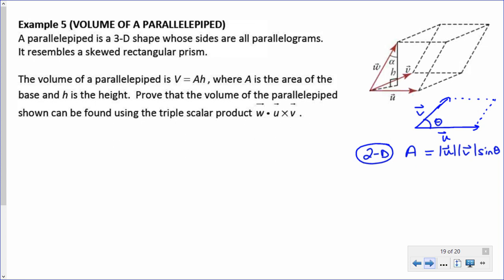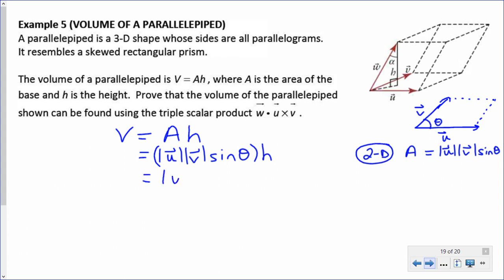I know, I'm using all sorts of fun words today. So if the volume is A times H, we have magnitude of U times magnitude of V sine theta, times H. Now, magnitude of U times magnitude of V sine theta, the part in the brackets, is the magnitude of the cross product. So this is the magnitude of U cross V.